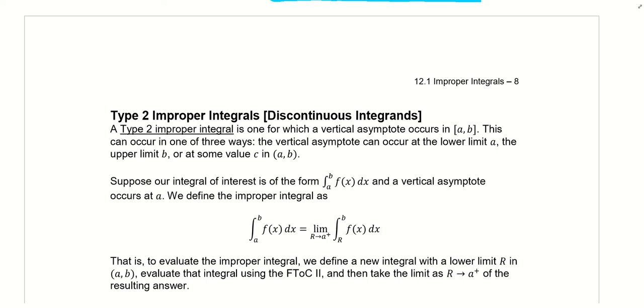And just like our type 1 improper integrals, there are basically three versions of the type 2 improper integral. One where the vertical asymptote occurs at a, one where the vertical asymptote occurs at b, so one of the two endpoints, or one where we have a vertical asymptote somewhere in between a and b, somewhere on the main range of our region of integration.